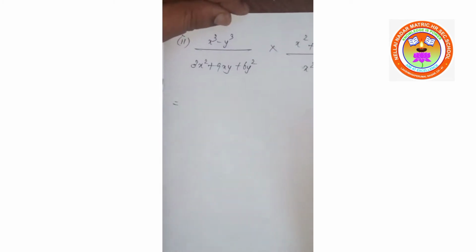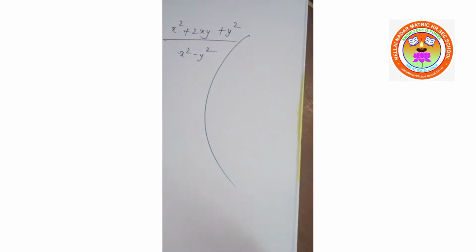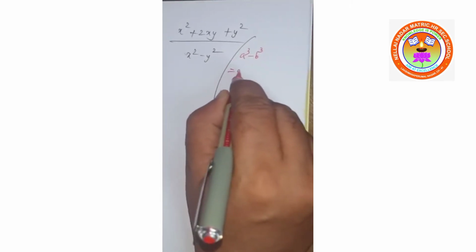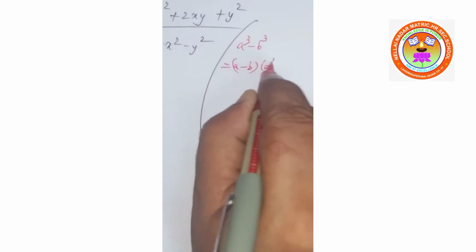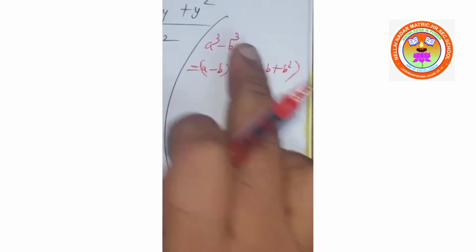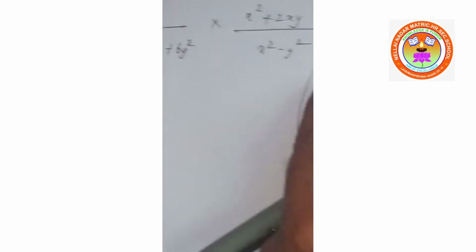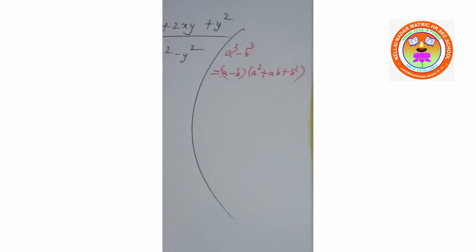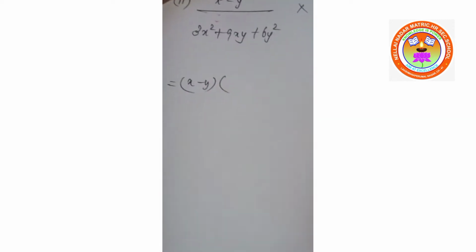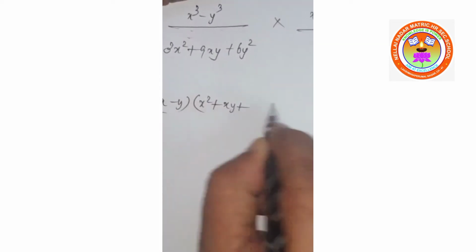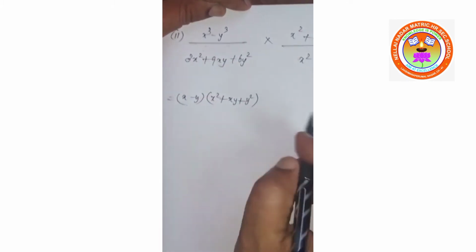For x³ − y³, you have to apply the identity a³ − b³, that is equal to (a − b)(a² + ab + b²). Instead of a and b we have x and y. Substitute a equal to x, b equal to y. So you will be getting x − y. a² becomes x², a into b, x into y, xy, b², y². X³ − y³, factorization over.